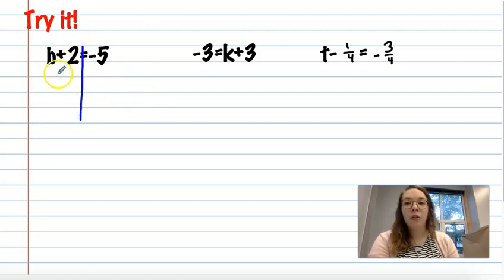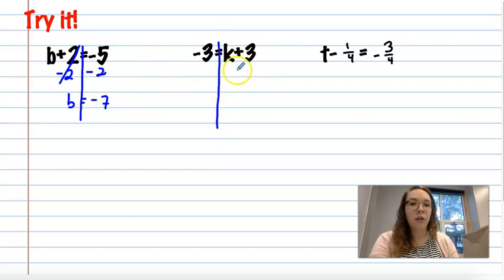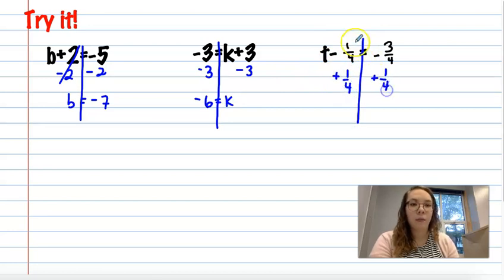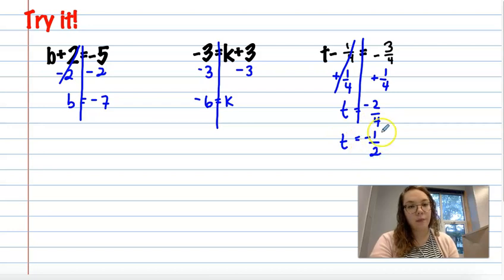So, opposite of addition is subtraction. Same sign sum, so this is a -7. Here, opposite of addition is subtraction. Same sign sum, so this is a -6. Opposite of subtraction is addition. -3/4 plus 1/4 is -2/4, or -1/2. Okay. Fractions sometimes freak people out, but they're fine to use.